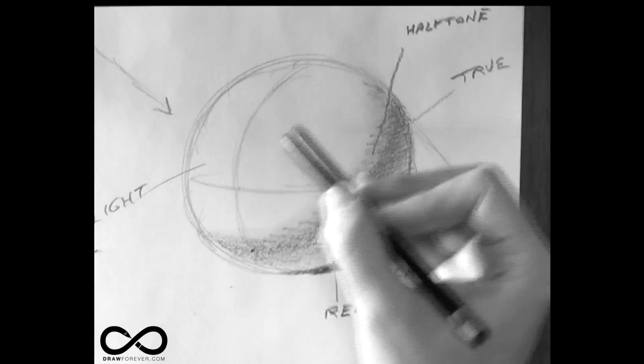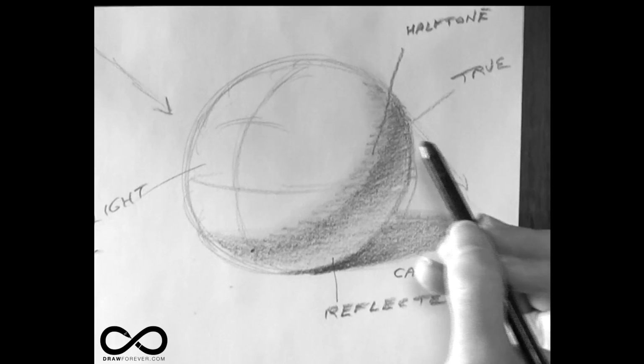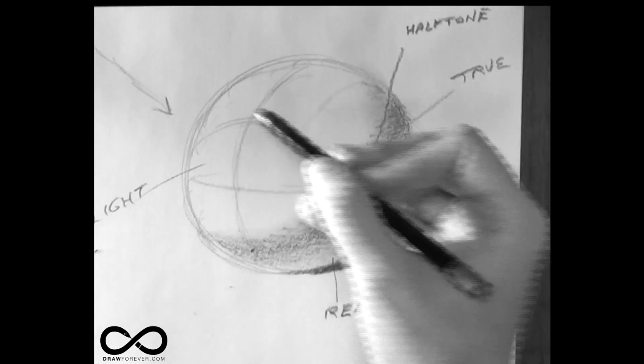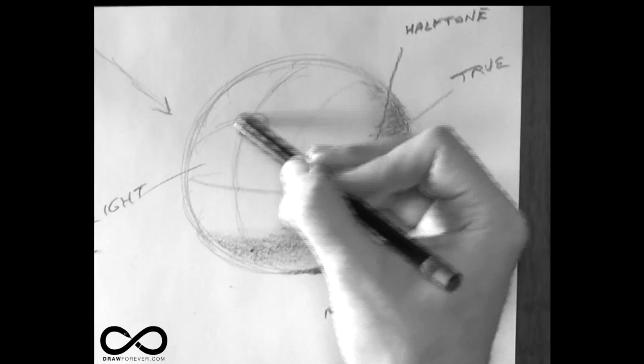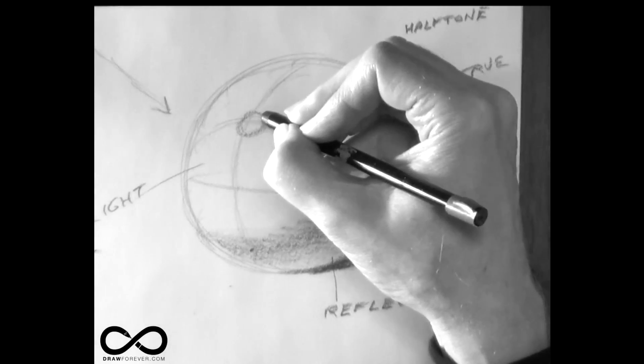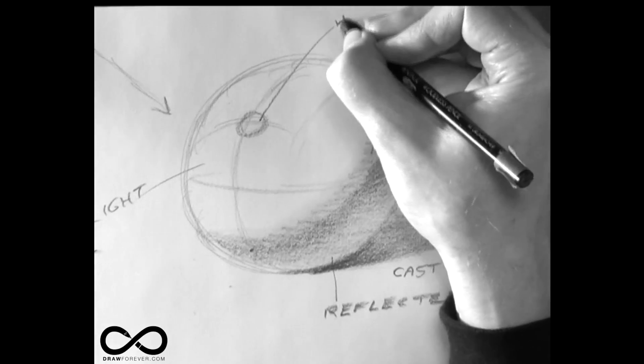And then, right about where the top plane and the front plane come together, you're going to get a highlight. Everyone tends to know the highlight because it's that shiny white area that people love to put in. So we'll call that the highlight.